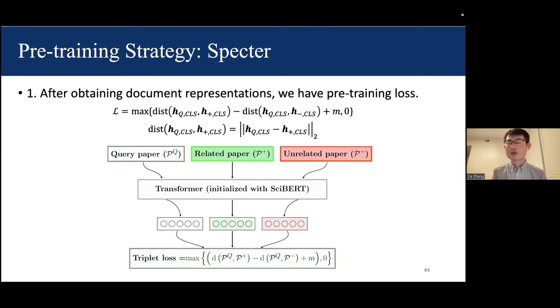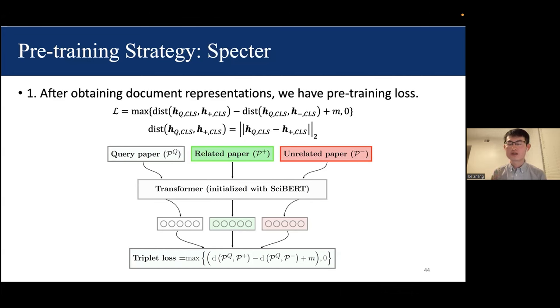Now let's briefly look at the second pre-training method called SPECTER. SPECTER is a simple method for academic paper citation graphs. Suppose here we have a query paper. For the query paper, it has a connected cited paper, which we use as the related paper. We also have the unrelated paper, P minus. We put all three of them into the same transformer, and then we can obtain three embeddings. Then we use a triplet loss as the pre-training loss.